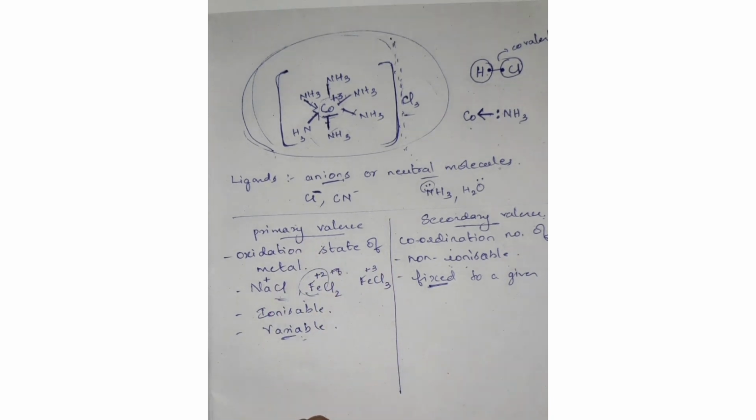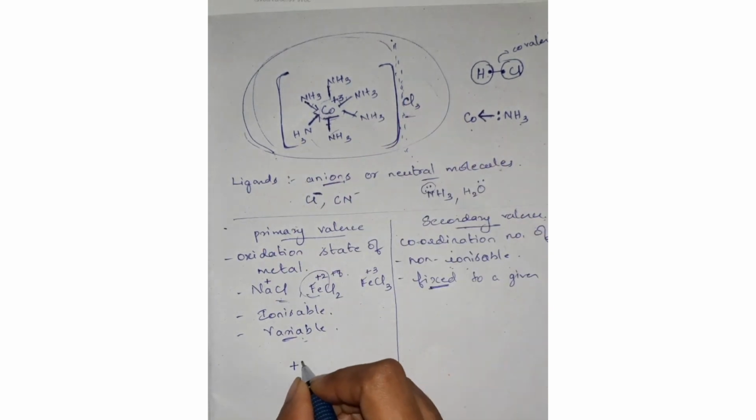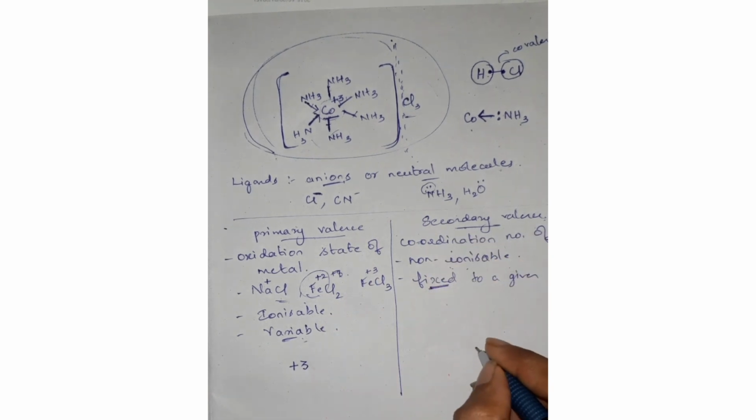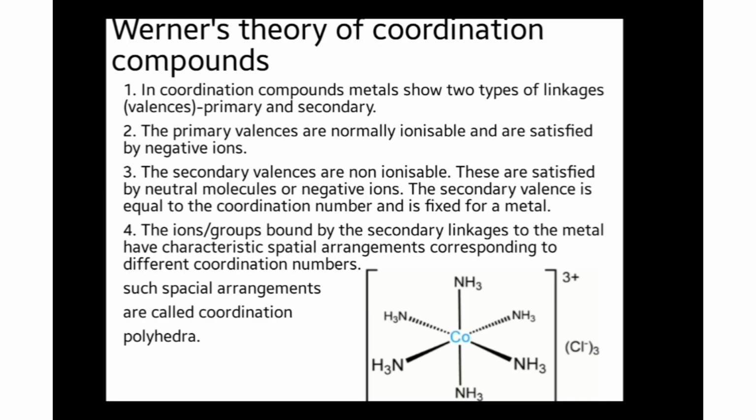Okay, so the primary valence of this particular complex is +3, because that's the oxidation state of the metal, and the secondary valence of this complex is 6 because it has 6 bonds with NH3. Okay, so let's go through the postulates of Werner's theory.